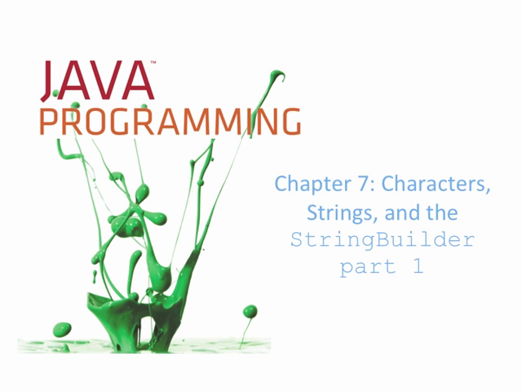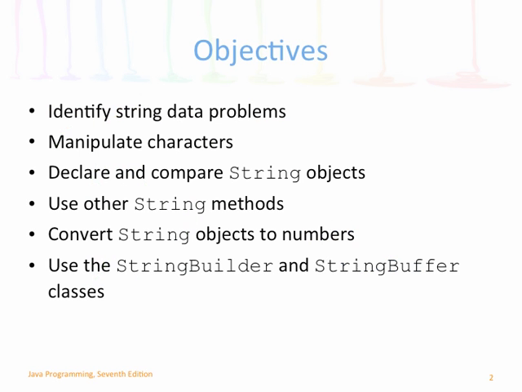Chapter 7. Characters, Strings, and the String Builder, Part 1. Actually, that is the title of this chapter, but we are omitting the String Builder because it's not part of our course objectives for this course. Our objectives for this chapter: identify string data problems, manipulate characters, declare and compare string objects, use other string methods, convert string objects to numbers, but we will be omitting the portion relating to String Builder and String Buffer classes.